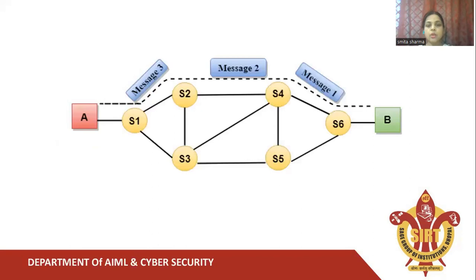Here we can see it through the diagram also. Here A is the sender, B is the receiver, and S1, S2, S4 are all nodes. Every message is transferred as a whole. Once the transmission is completed, the link will be terminated, and each message will follow the dedicated path.